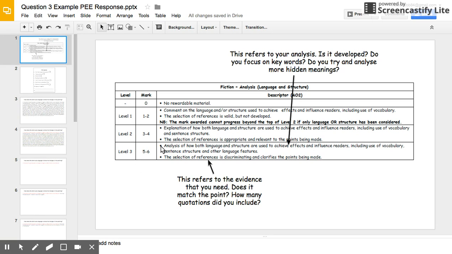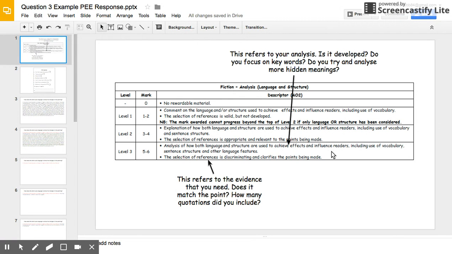I just want to talk about what the 2 bullet points mean and then how we can target a very good mark. The first bullet point is all to do with analysis, basically explanation in our PE. The second bullet point is always all to do with the evidence, the quotations. So again, in looking at this in a bit more detail, analysis of both language and structure. Well, structure is a bit hard for us at the moment. We are just focusing on language to achieve effects and influence readers.